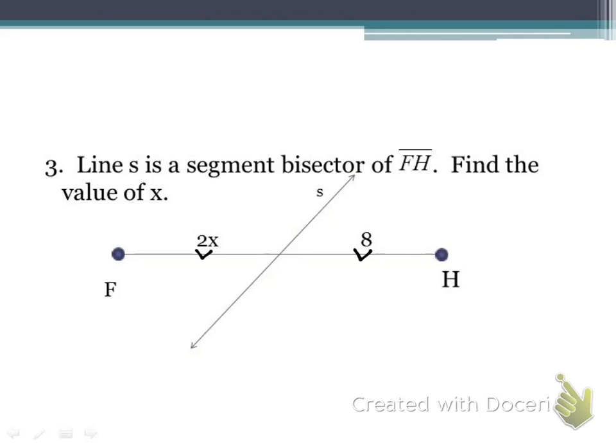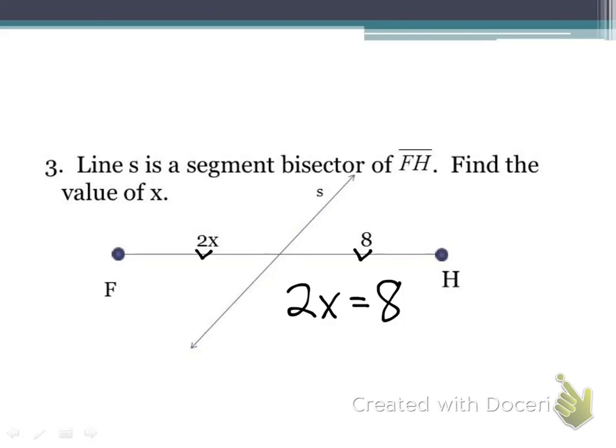They are congruent, which means they're equal. So 2x equals 8. They are the exact same thing. They are congruent segments.